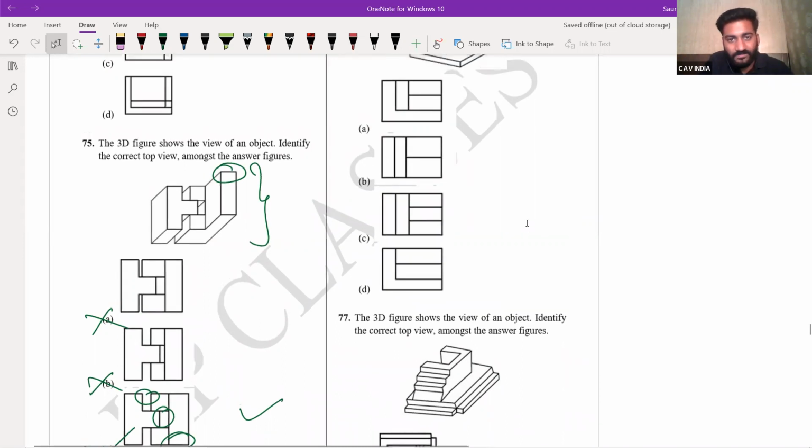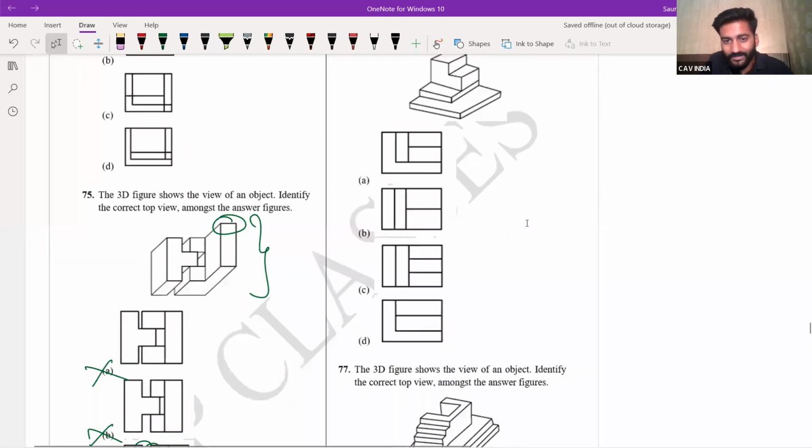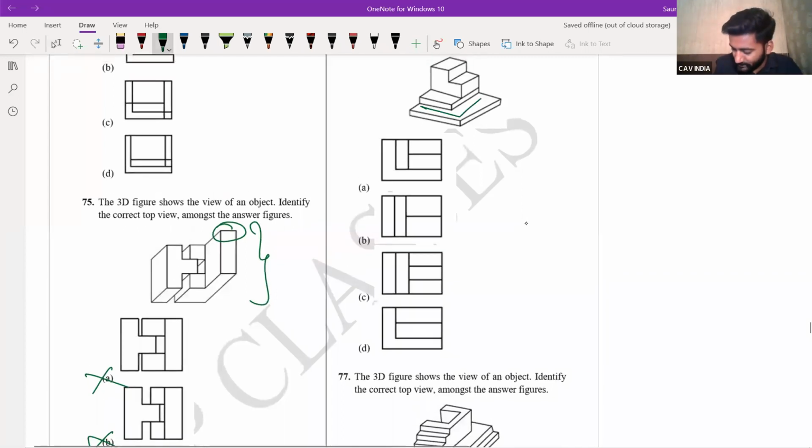Then in the 76th question, you need to identify the top view. It also says that there would be an L-shaped surface at the base, which is only present in A and D. So B and C got cancelled directly. After that, in A and D, you can look at the gap. This part is not here. So A is the right answer.